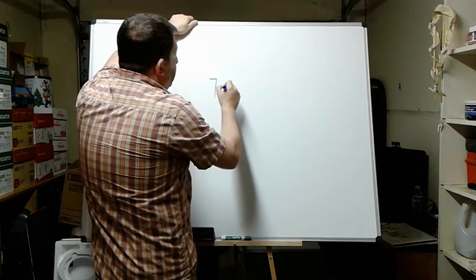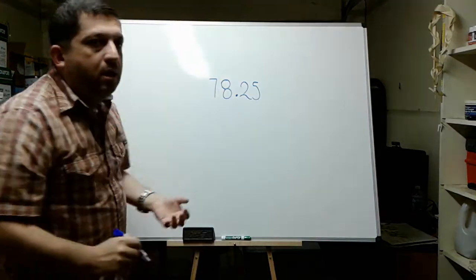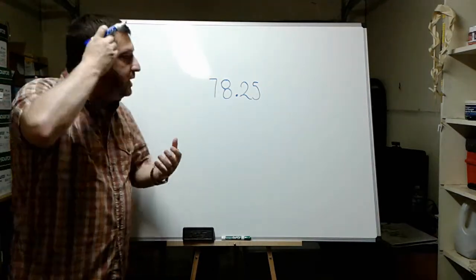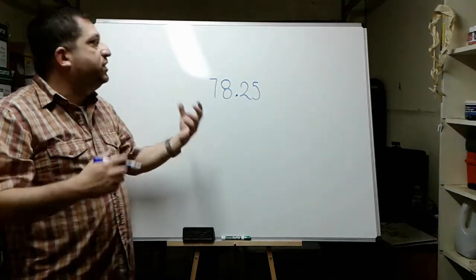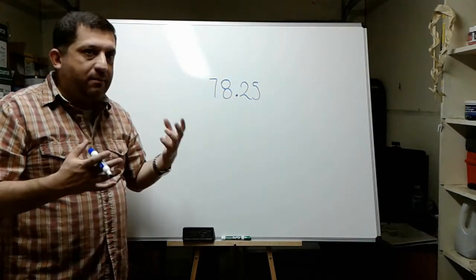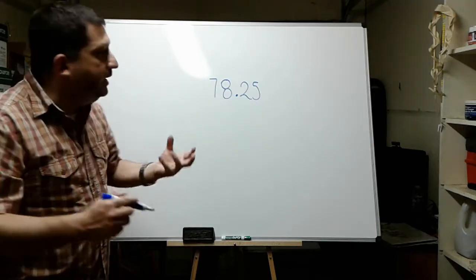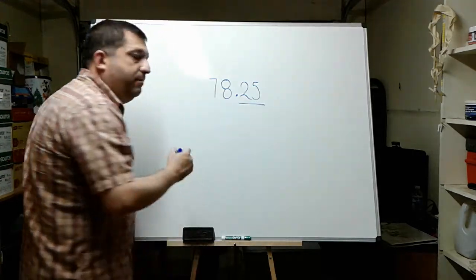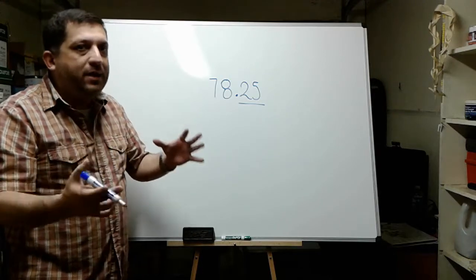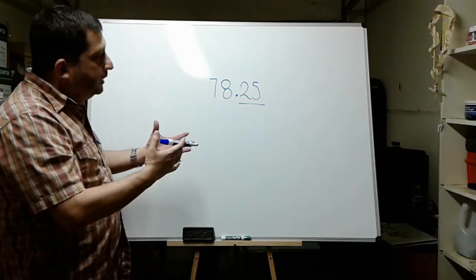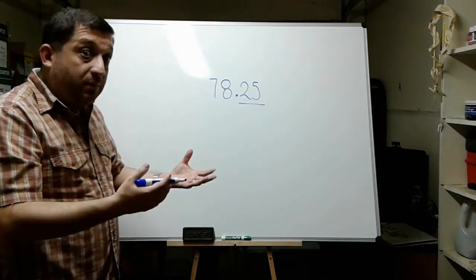Now let us move on to our next number. Right here, now I have 78.25. What we have now, my friends, is a number that has decimal numbers. Until now, we always thought that 78.25 was a decimal number, and in theory it is. However, the decimal numbers right here really are only the 2 and the 5, because they're after the decimal period.